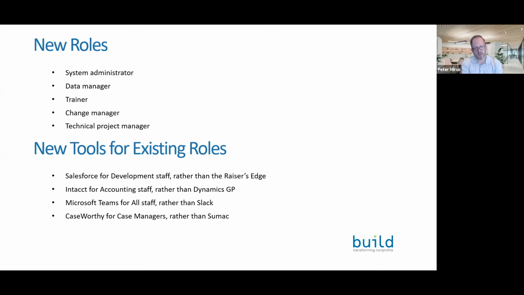And I think the important thing is not just that they understand how to use the tools, but oftentimes there are new processes or new ways of doing business that are going to be accomplished or required in moving from one tool to the other.